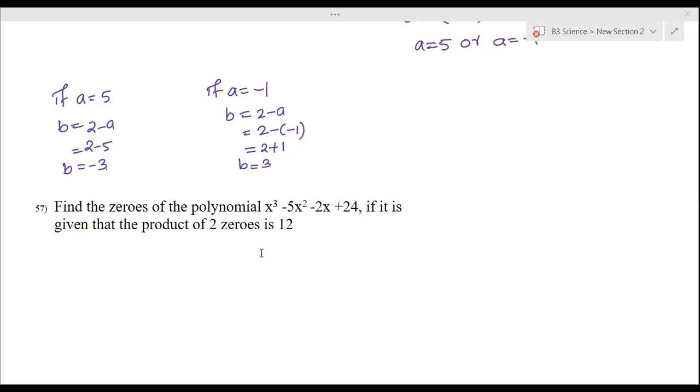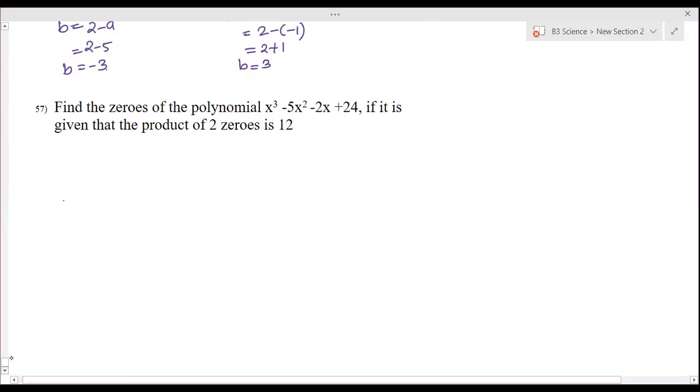Ma'am, so we have to do something like alpha into beta is equal to 12. So alpha, beta, gamma is equal to 12 gamma, right? Okay, ma'am. Then we have to do alpha, beta, gamma is equal to minus D by A. Then we have to substitute D by A value with 12 gamma. Yeah. Okay, ma'am.